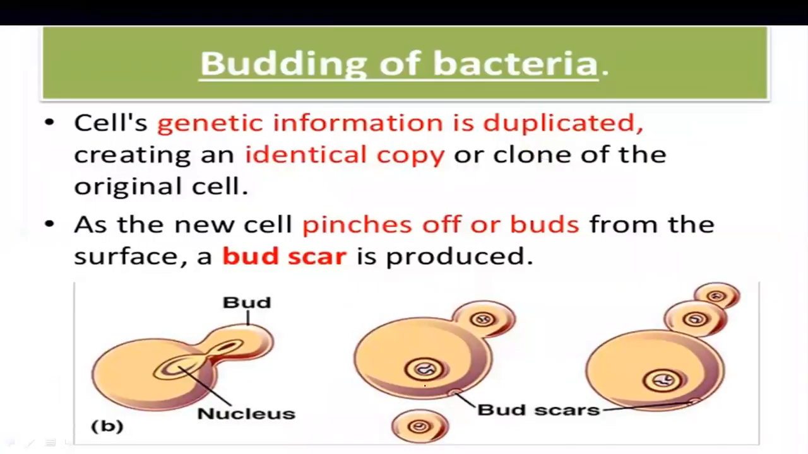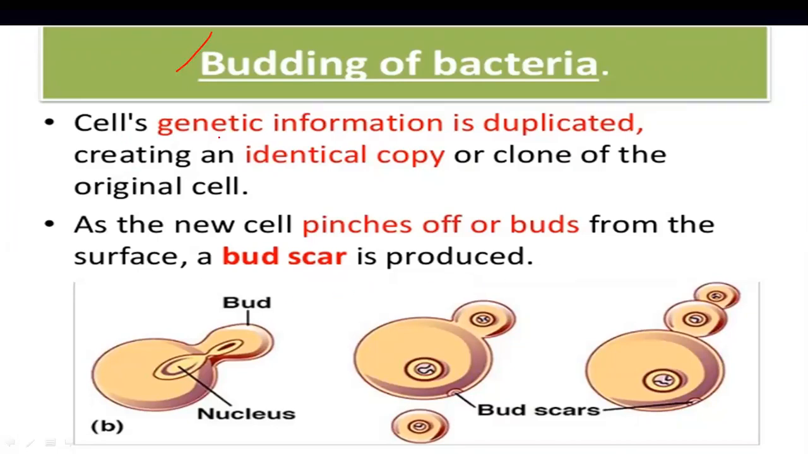There is another process of asexual reproduction in bacteria, that is budding. In budding, a new bud forms from the old cell, and after some time it makes a new organism that sheds off from the old bacterium to form a new organism.